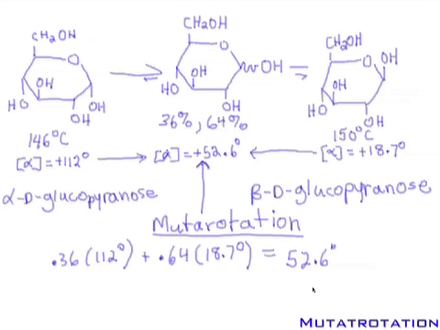Mutarotation is not the equilibrium. Mutarotation is the conversion of the optical rotation from plus 112 to 52.6 or plus 18.7 to 52.6. But mutarotation is caused by the equilibrium. So whenever you take pure alpha D-Glucopyranose and dissolve it, or you take beta D-Glucopyranose and dissolve it, the hemiacetals can open up and you can get this conversion.